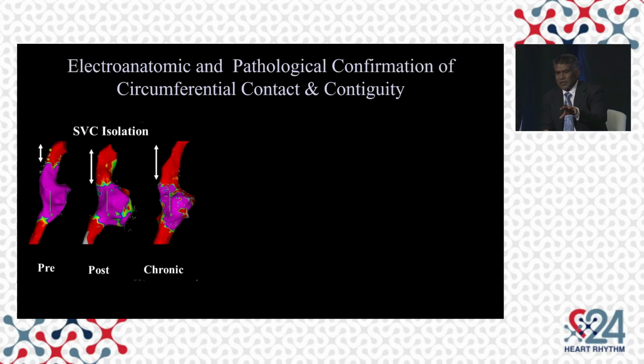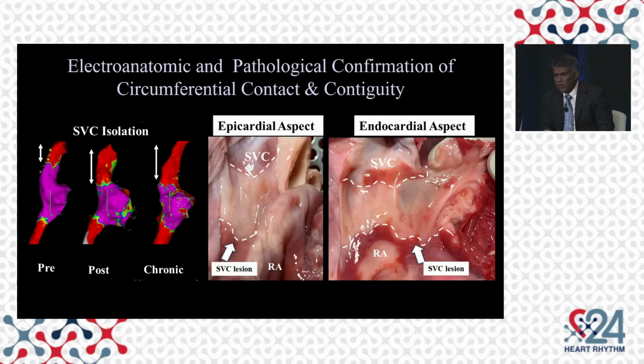So this is a preclinical experiment where we show you here an SVC at baseline, an SVC post-ablation, and chronically at the end of the month showing that these lesions are durable. And this is what the lesion set looks like. And I think this is one of the, I mean, on the left you see an epicardial lesion set that's transmural. On the endocardium, what you see is an opened up SVC like a book. And what you see is a very wide band of lesions.